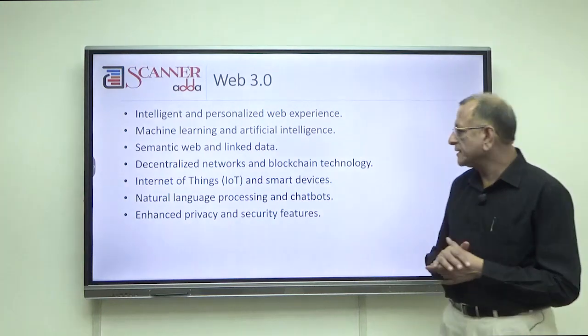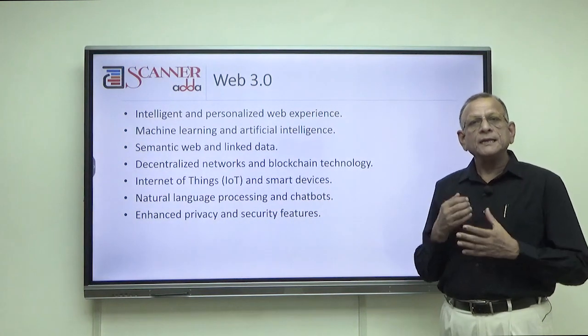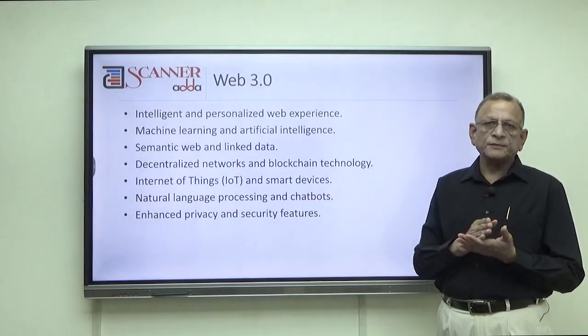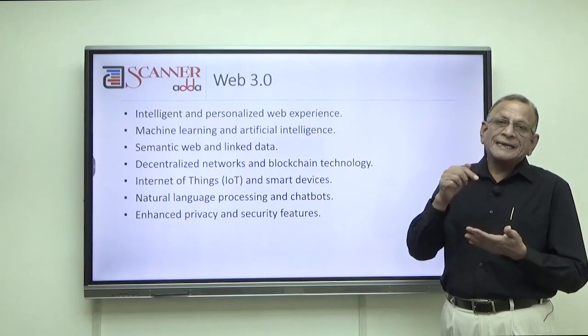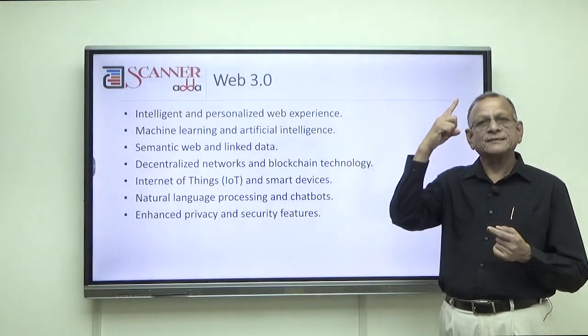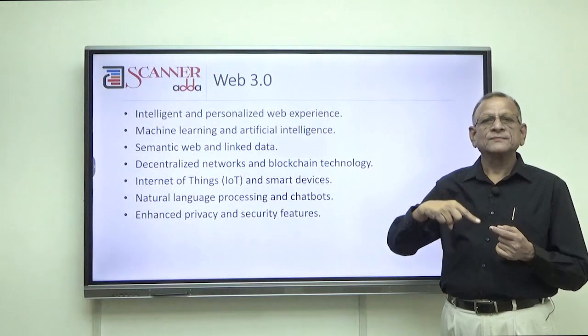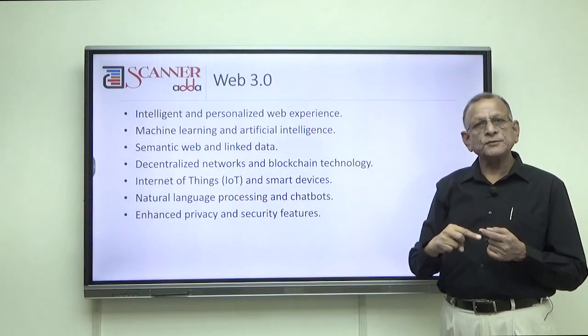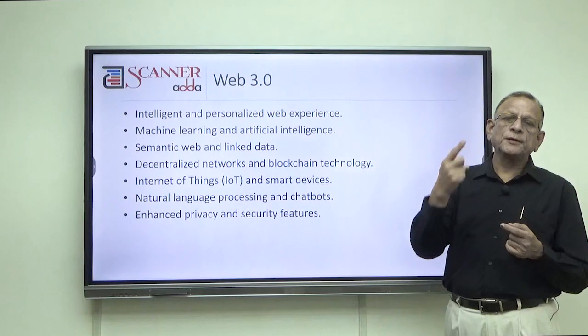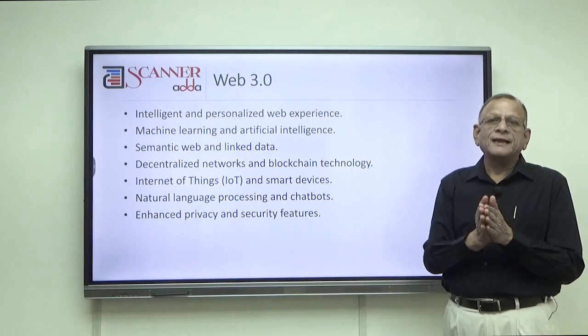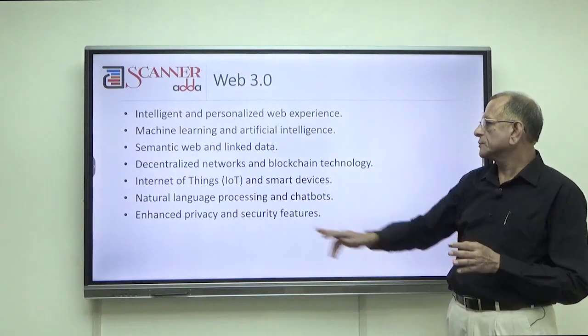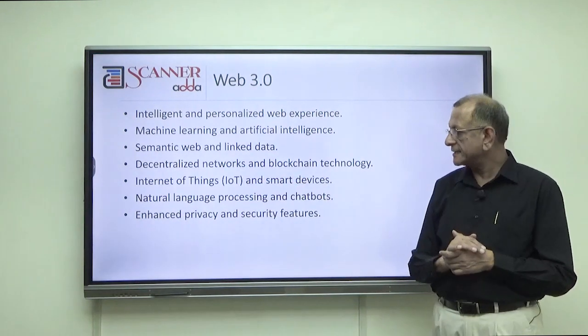Internet of Things, that is IoT, and smart devices. Now your machine or equipment is in a position to connect itself with the internet and interact. It will be in a position to download information, upload information, and act as per the requirement. So this is Internet of Things and smart devices.